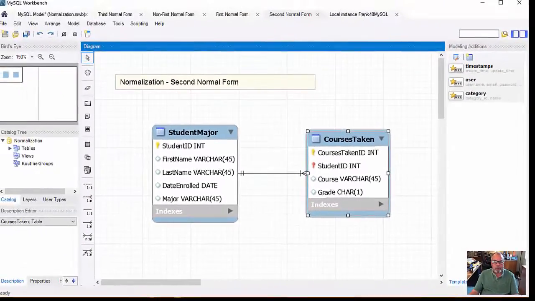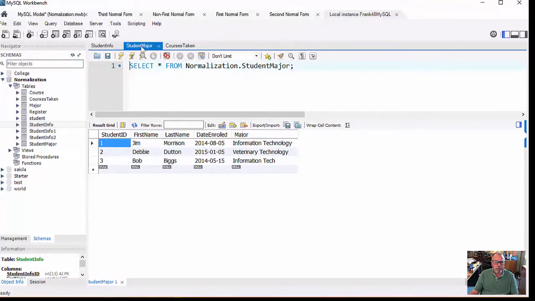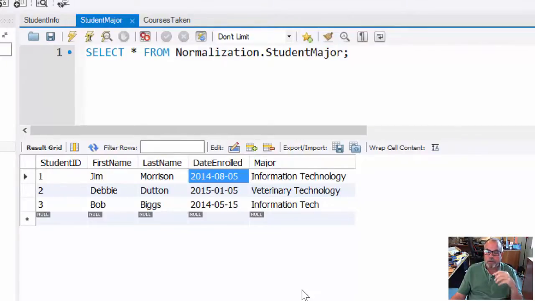So what does this data look like in practice? Well, in the student major table, now we're recording the person's name only once, the person's enrolled date only once. Since we're storing the facts of last name, first name, date enrolled only one time in the system, there's no chance for them to be inconsistent. So there's no opportunity anymore in this system for a person's date enrolled to be wrong. Well, it may still be wrong, but you won't have two versions of it.